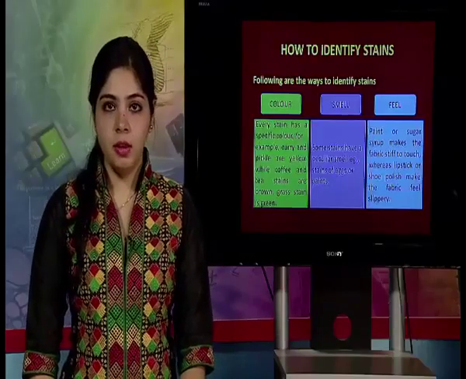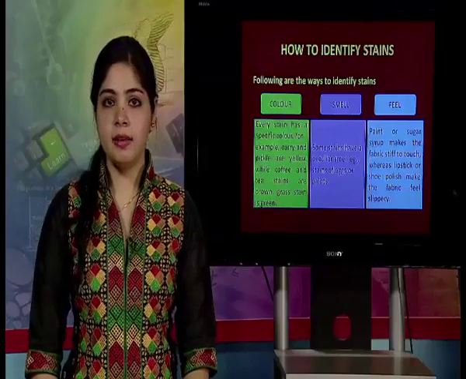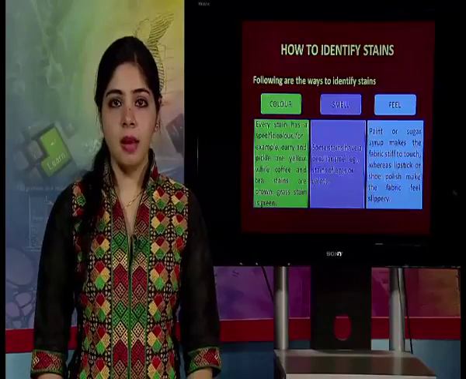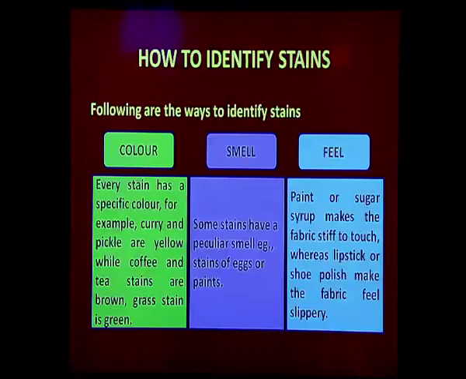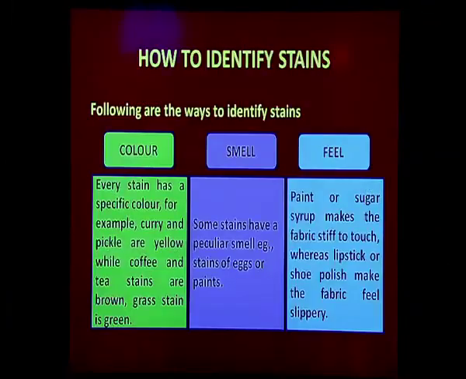Following are the ways you can identify a stain. There are three methods to identify the stain. The first one is color, the second one is smell, the third one is feel. Every stain has a specific color. For example, curry or pickle stains are yellow, while grass stains are usually green in color. Some stains have a peculiar smell, for example, stains of eggs or paints. The third one is feel. Paints or sugar syrups make the fabric stiff to touch, whereas lipstick or shoe polish make the fabric feel slippery.